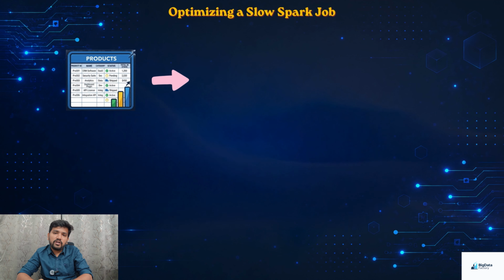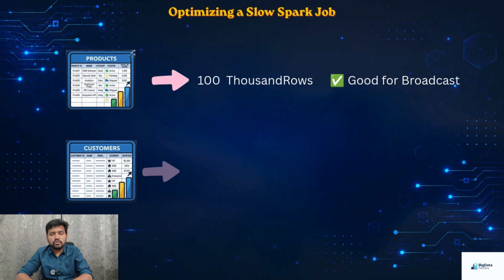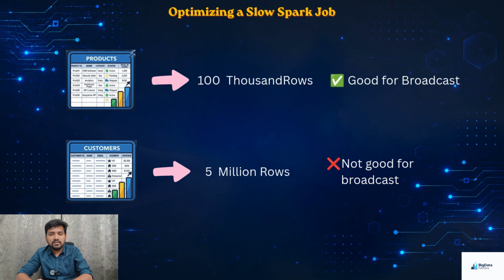The products table is only around 100,000 rows. So this is a good candidate for broadcast. The customers table is around 5 million rows. So I am more careful with that one. I broadcast the products table, but I do not blindly broadcast everything. After applying the better join strategy, runtime becomes 13 minutes and 48 seconds.